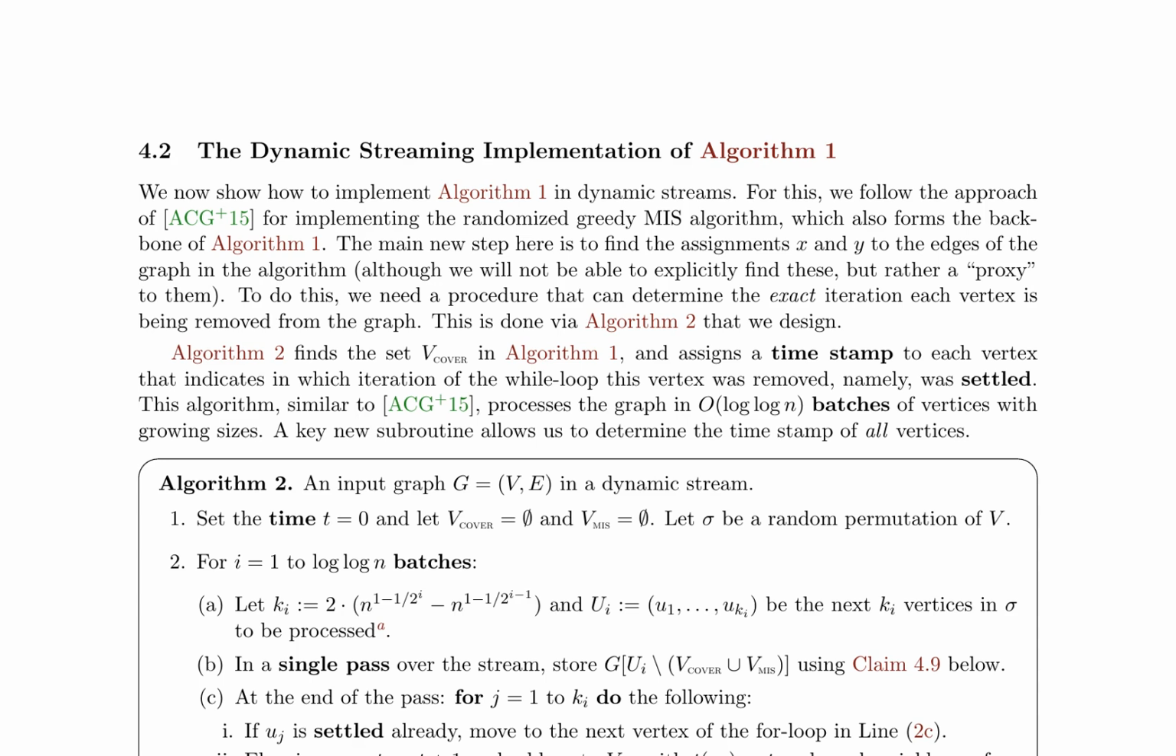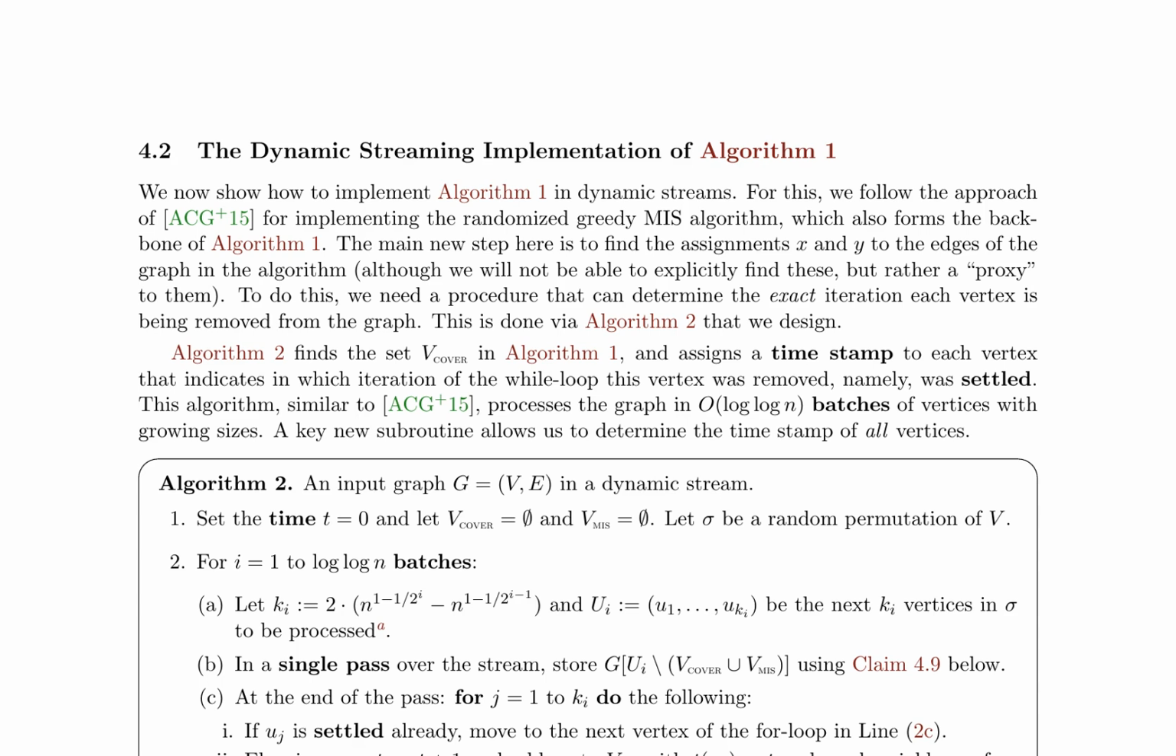The dynamic streaming implementation of algorithm 1 is presented, which adapts the randomized greedy MIS algorithm to dynamic streams. The main challenge is to find the assignments of edges to vertices in the graph, achieved through algorithm 2. This algorithm finds the set V cover in algorithm 1 and assigns a timestamp to each vertex, indicating the iteration of the while loop in which it was removed.